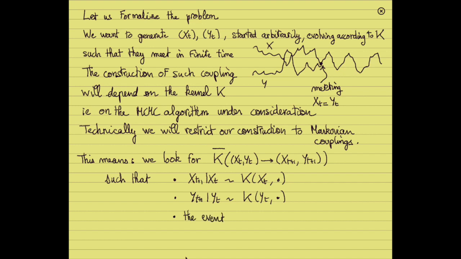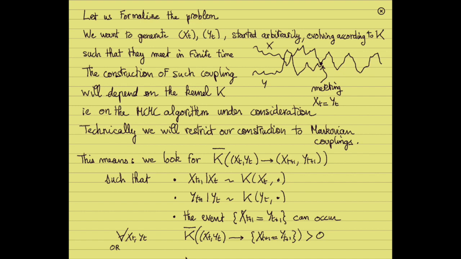But furthermore, there is a chance that the event xt plus 1 equal yt plus 1 might occur. So contrarily, for example, to an independent coupling on continuous state spaces, here we want to design a coupling such that this meeting might happen, which means that the probability of going to the diagonal of the state space, xt plus 1 equal yt plus 1, should be more than 0, either for all starting points xt, yt, or at least for some of them, and in that case for enough of them, so that it might really in practice occur.